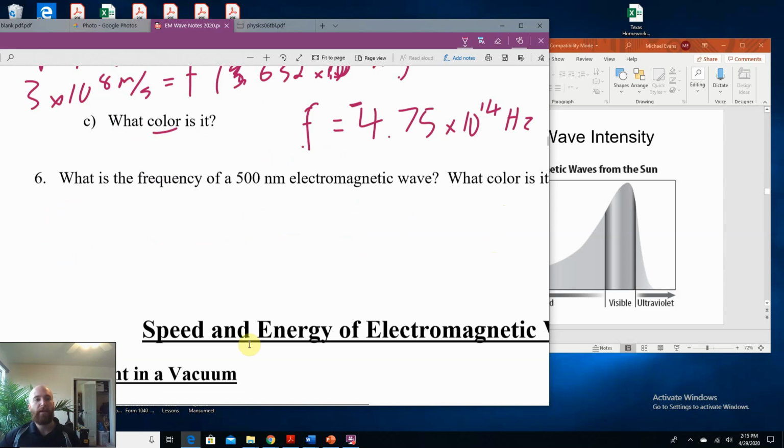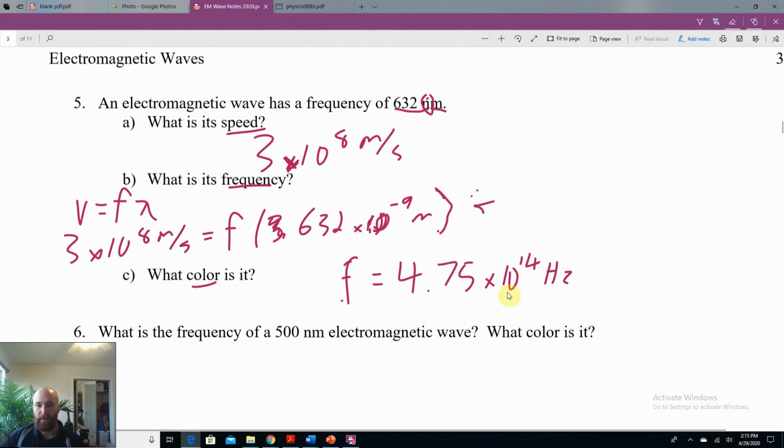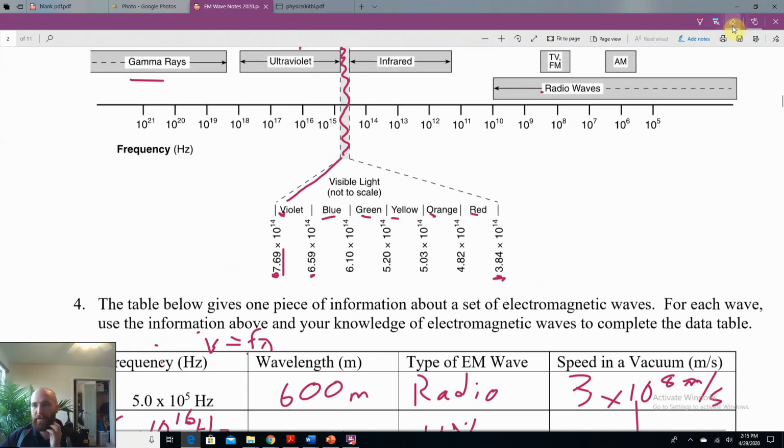That's the frequency. So if this light hit your eye from an object, that would be a certain color you'd interpret it as. What color would it be? Well, let's take a look at a reference table to figure out what color it is. 4.75 times 10 to the 14, that's the number we're looking for. We have to figure out which of these color ranges that fits into. I've got it here in this red section. See how that fits nicely in between 3.84 and 4.82? So this color would be red.